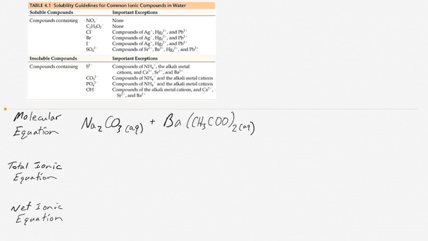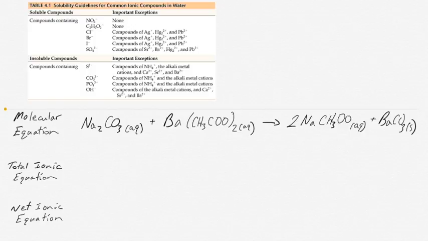Our second example is the reaction of aqueous sodium carbonate with aqueous barium acetate. Our molecular equation is calculated the exact same way as our previous example. You just do a metathesis reaction where you switch the cations and anions. So what we do is we write 2 sodium acetates and 1 barium carbonate. And we need to include our states of matter: aqueous, aqueous, aqueous, and solid.